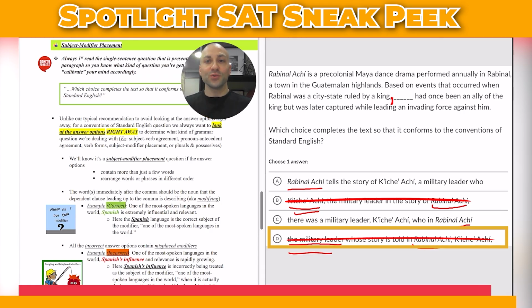We're referring to the actual dance drama. And then option C doesn't make sense either. Based on events, there was the military leader. No, we're talking about the drama. So we eliminate B, C, and D, and that makes A the correct answer.